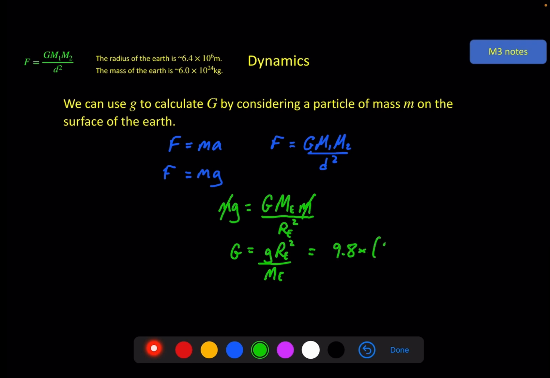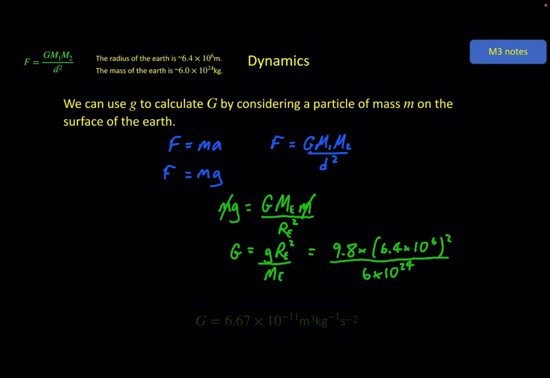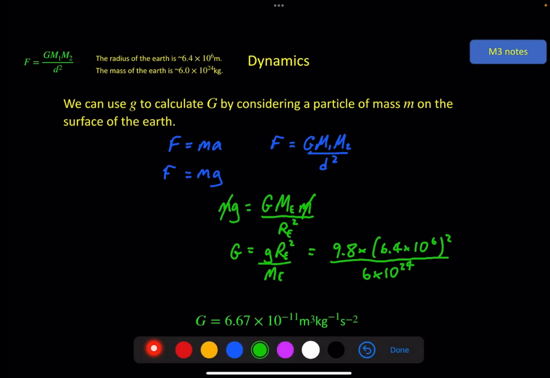So when we put those in, G is equal to, we know little g is approximately 9.8 times the radius of the Earth, 6.4 times 10 to the 6. Even when we square that, it still doesn't come close to 6 times 10 to the 24. That is a really big number. And when you do that, we get the answer for capital G as approximately 6.67 times 10 to the power of minus 11.